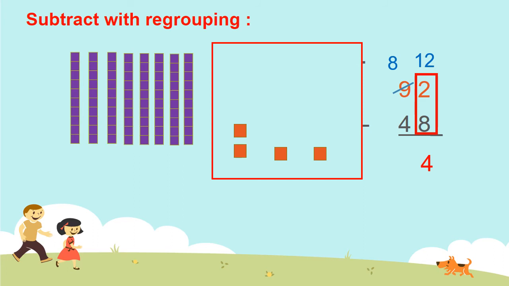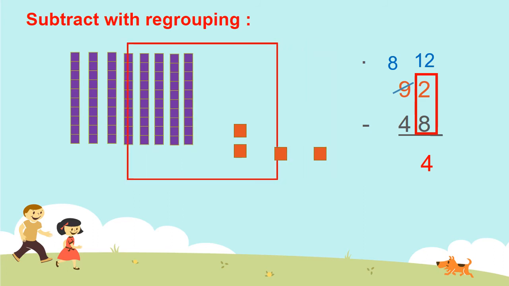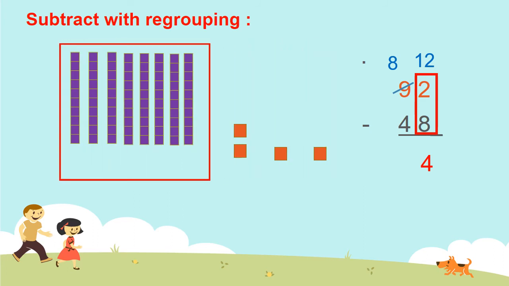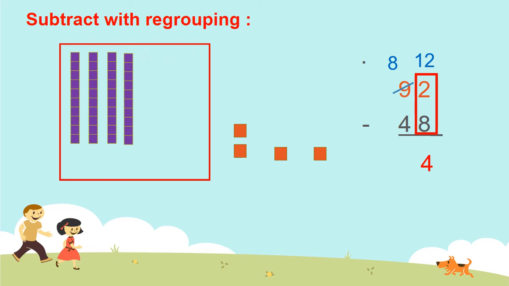What's next? Did I finish? Sure not. I didn't finish yet. So let's go to the tens. Now how many tens do I have now? 8. How many am I going to take away? 4. So let's mark them and take them out. These are 4. I took them out. So how many do I have left? Yes, 4. This should be 4.